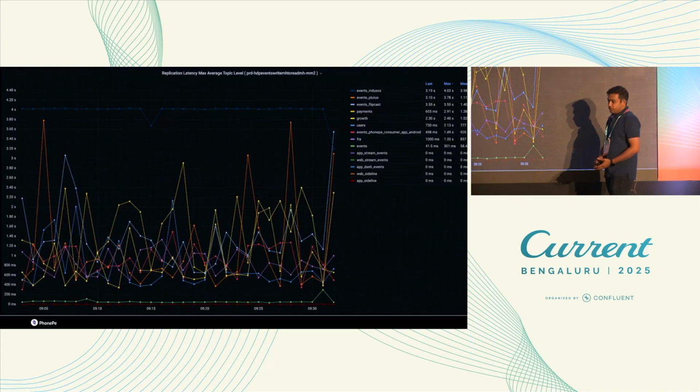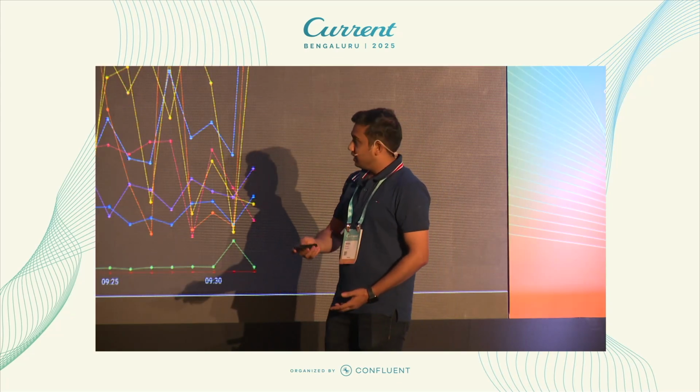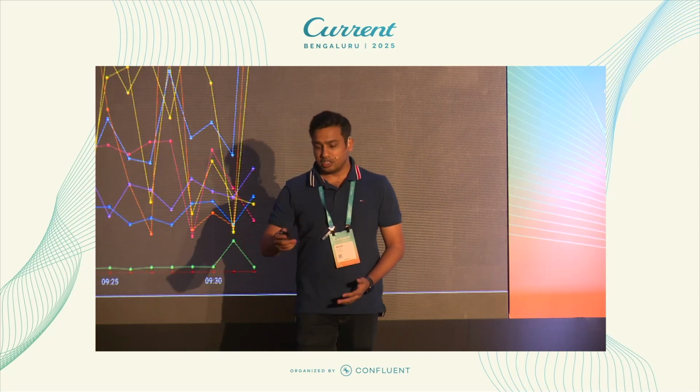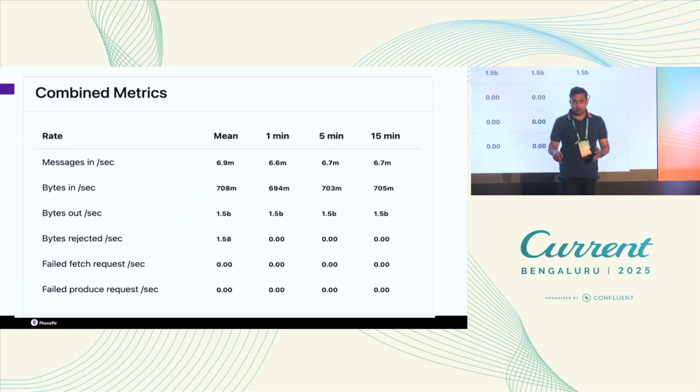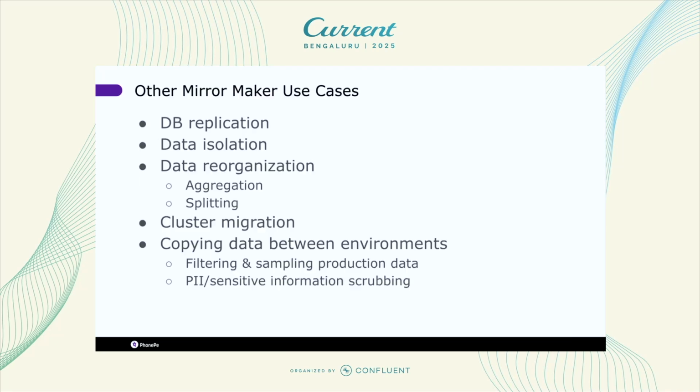This is a snapshot of one of the MirrorMaker Grafana dashboards. Here you can see our BAU asynchronous replication, somewhere from a few hundred milliseconds to 4 seconds. These are the different topics which are getting replicated via the MirrorMaker cluster, and this is the plot of the replication lag across the clusters. This is the view of what load one of the Kafka MirrorMaker clusters is handling. It's replicating close to 6.5 million messages per second, which translates to close to 700 megabytes of data per second. There are a few other metrics as well.